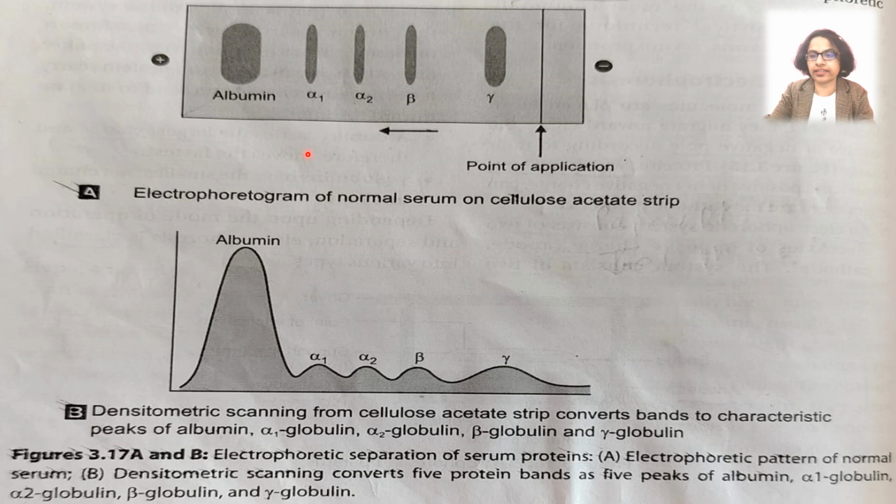From the book I have gathered this picture: albumin, alpha 1, alpha 2, beta and gamma. So what are they showing here? Point of application. What is the heading of the picture? Electrophoretogram of normal serum on cellulose acetate strip. Then picture B is showing densitometric scanning from the cellulose acetate strip, which converts bands to peaks of albumin, alpha 1 globulin, alpha 2 globulin, beta globulin and gamma globulin. Electrophoretic separation of serum protein. We can notice this. This is the normal pattern.